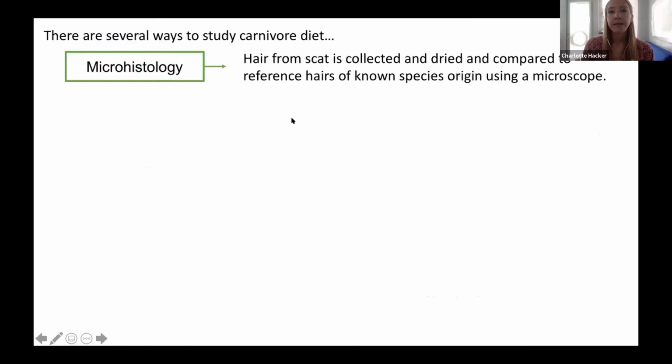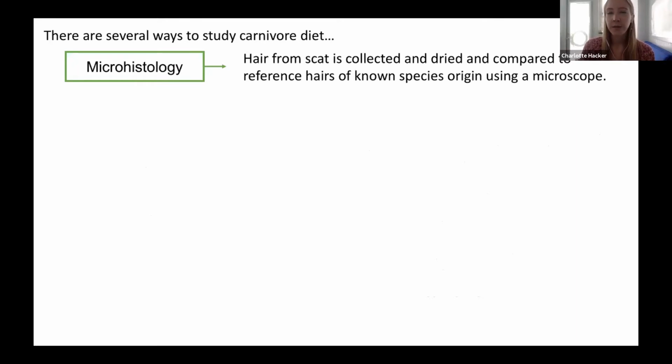And so there have been several ways to study carnivore diet and several ways that have been employed for snow leopards specifically. Some of you may have used some of these methods. Historically, the most popular one has been microhistology. And this is where you take the scat sample, you dry it out, you pull all of the hair or the bones from the sample, and then you're comparing it under a microscope to a reference database of hairs or bones of known species origins.